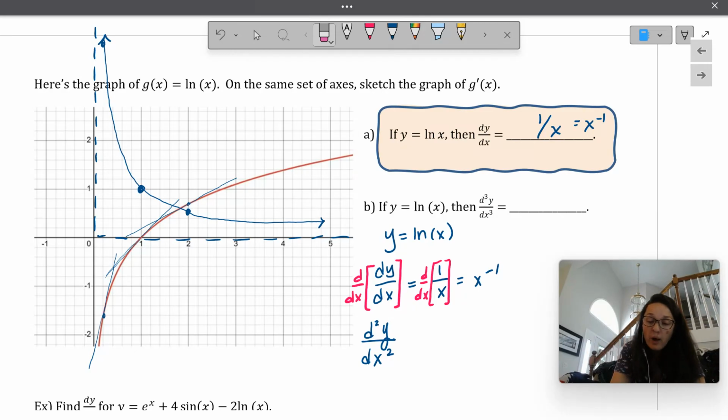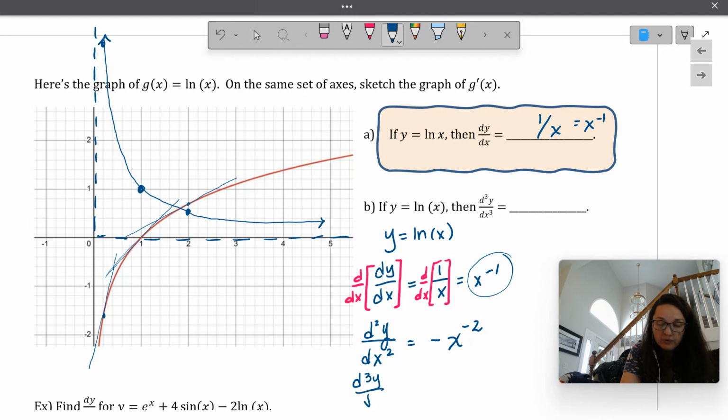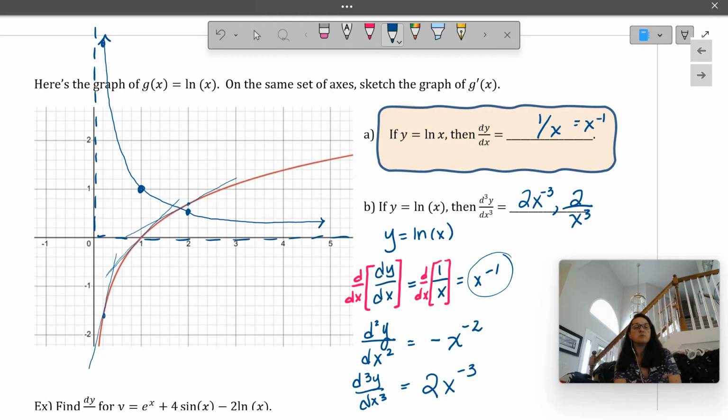So if y equals ln x, then the derivative dy dx is 1 over x, and the second derivative d2y over dx squared is the derivative of 1 over x, which is the same as the derivative of x to the negative 1. That's the power rule: bring down the power, reduce it by 1. And then for the third derivative, I bring down the power, positive 2, reduce it by 1 again, 2x to the negative 3. And I do not care if you rewrite that as 2x to the negative 3 or 2 over x cubed, whatever you want.